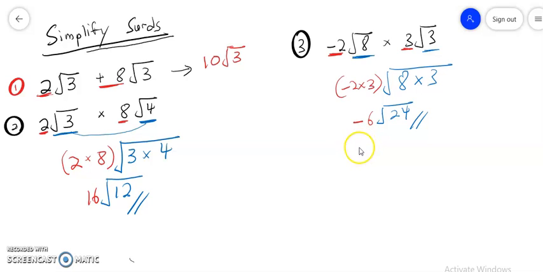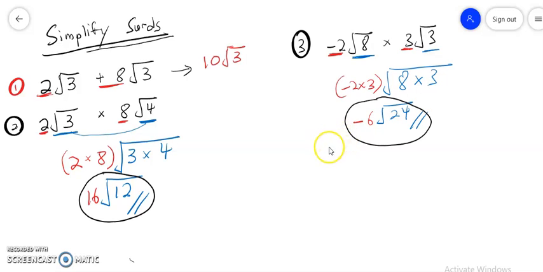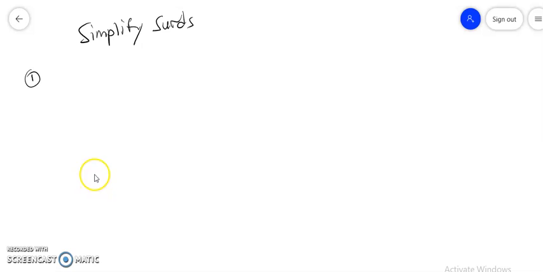Our next step here is, okay guys, this answer, it is not fully simplified yet. So I'm going to teach you how to simplify both of these answers now. Simplifying surds, number 1. How do we simplify a square root of 12?